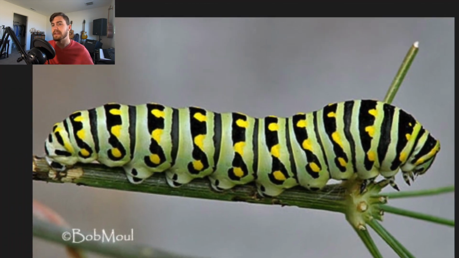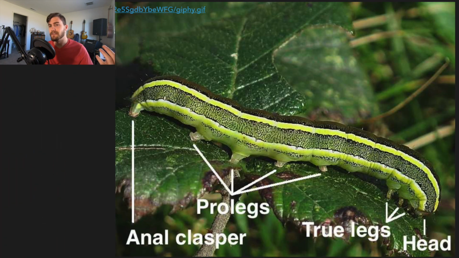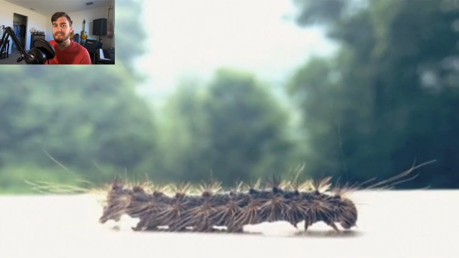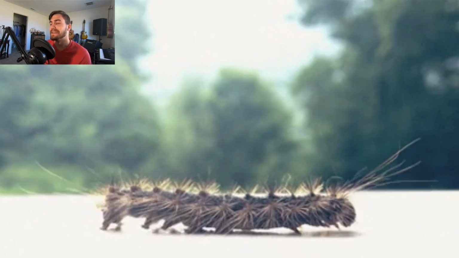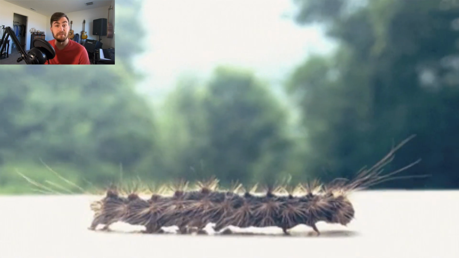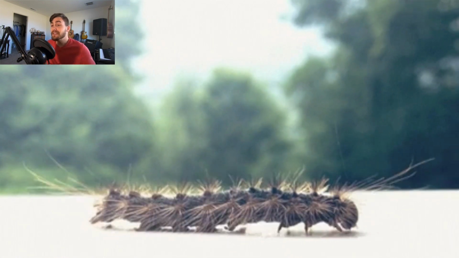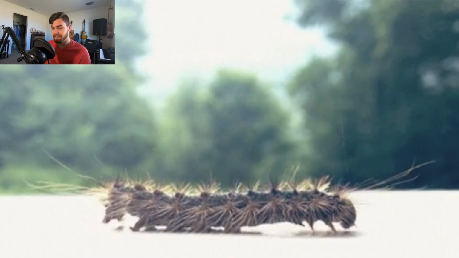Well, these are proto-legs, and then they have the anal clasper at the back. They're really just muscular regions, and then this little outgrowth of tissue where they can simply flex their muscles and grab onto things. They're pseudo-legs, right? And if we watch this GIF, we can see how the caterpillar crawls around, right? They're not real legs, they're just modifying them, right?